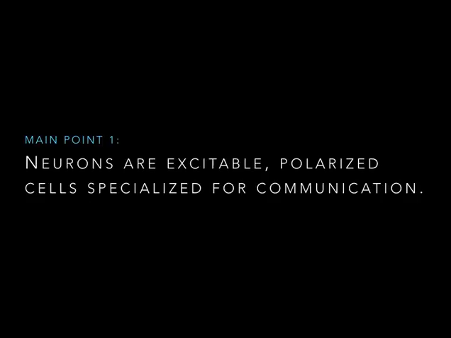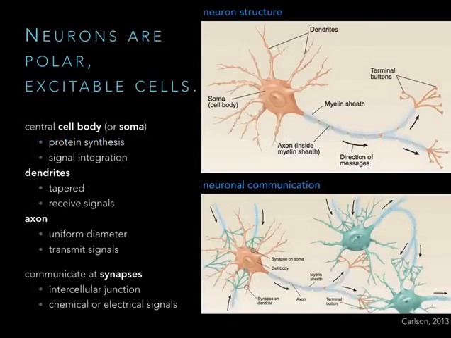Largely, the focus of this class is on neurons. These are the specialized cells that carry out rapid communication with other neurons, as well as target tissues like our muscles or our organs. So when we say that neurons are polar, what we mean is that they have two ends, kind of like a magnet. They have a receptive end, that would be the dendrites, and they have a sending end, that would be the axon.